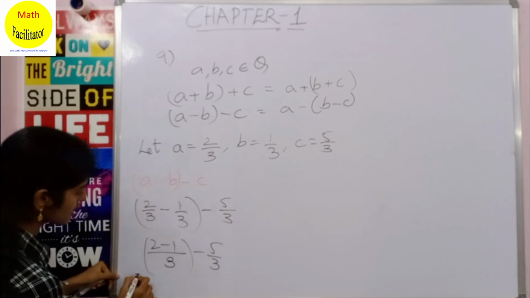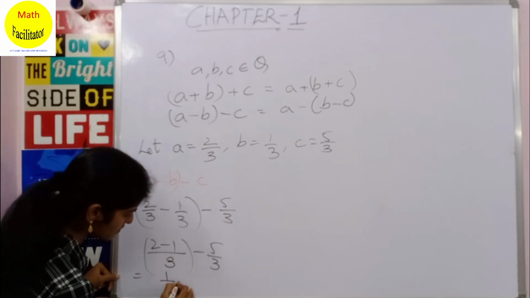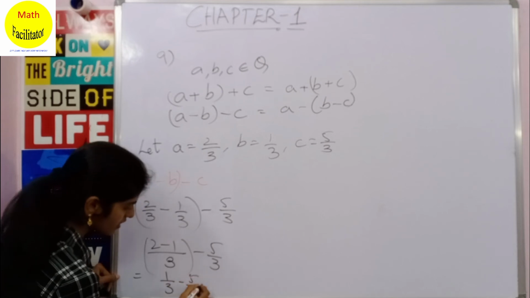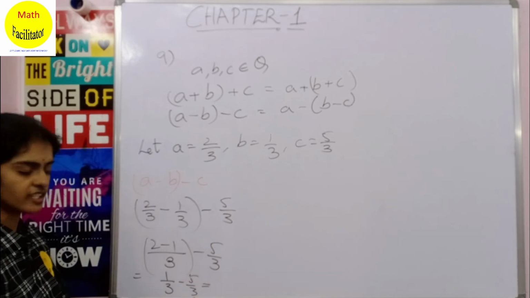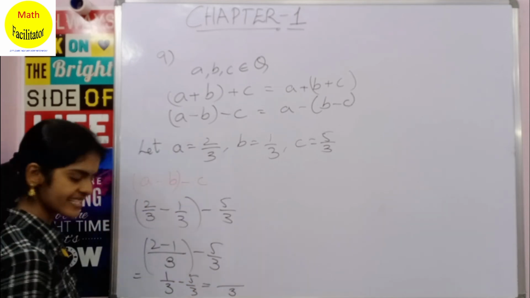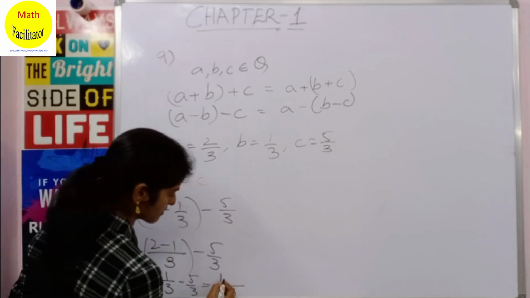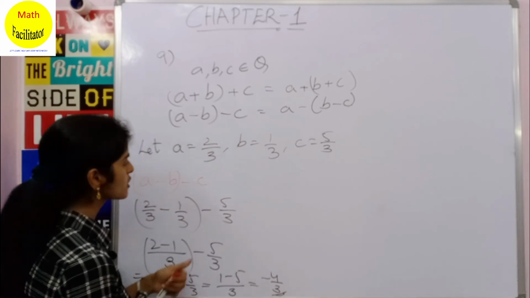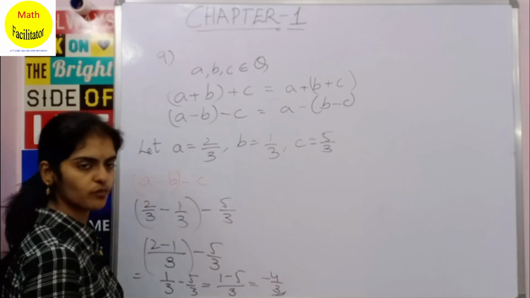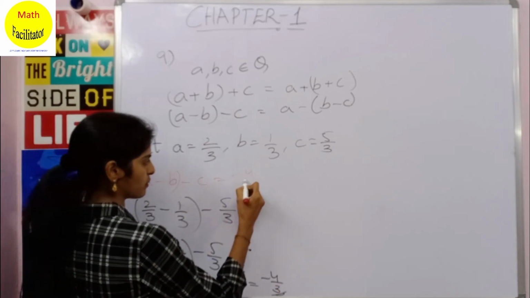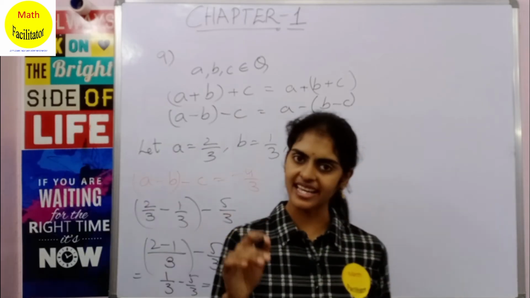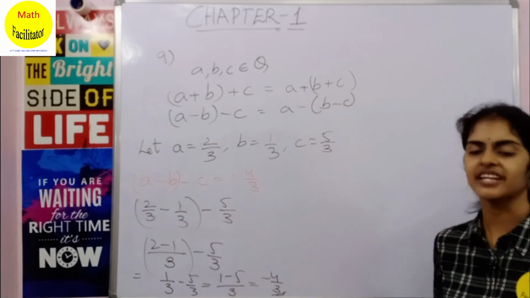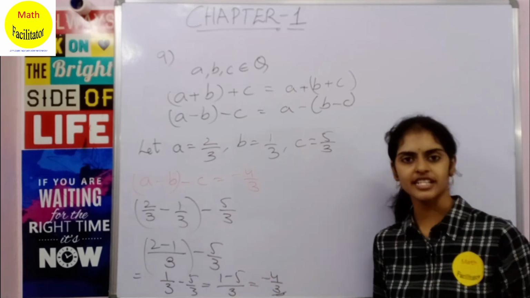So this is nothing but (2 − 1)/3, which is 1/3, minus 5/3. Clear? So here also the denominators are same, so take it as 3. Now it is 1 minus 5, so it is −4/3. So LHS you got as −4/3. Now if in RHS also you get the same answer, −4/3, then we can say that subtraction is associative for rational numbers.